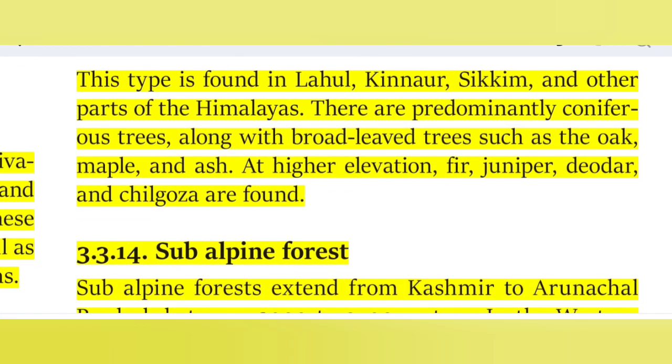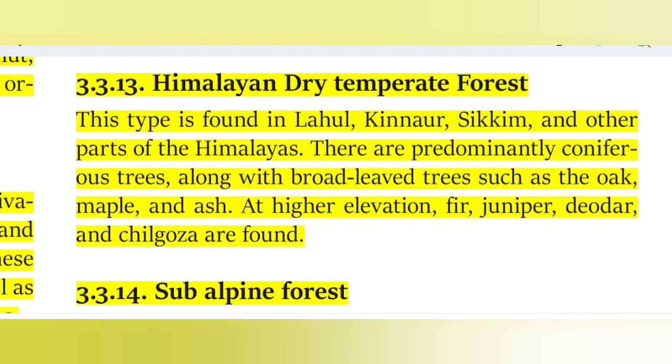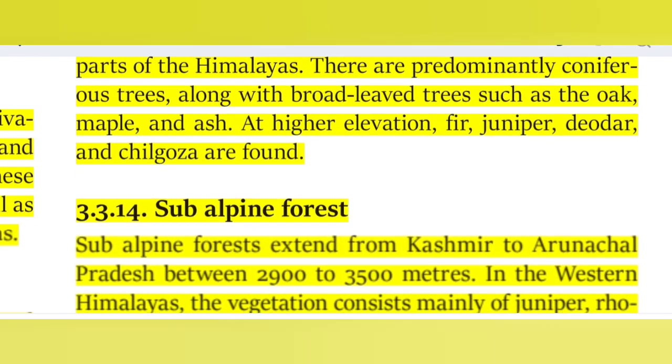Okay, so there are predominantly coniferous trees. In Himalayan dry temperate forest, coniferous trees are seen with broad-leaved trees such as oak, maple, ash. At higher elevation, fir, juniper, deodar and chilgoza are found.